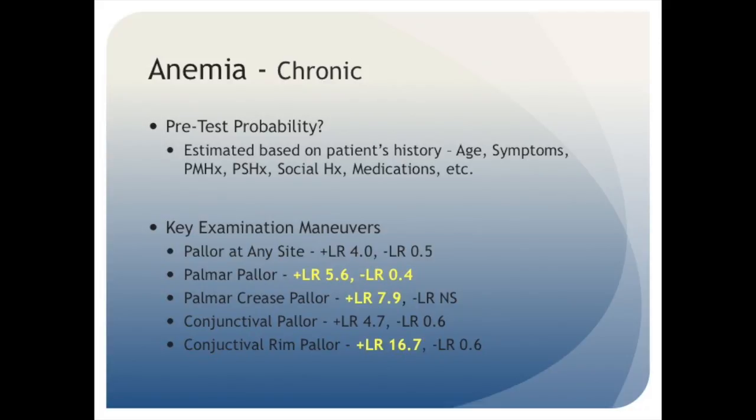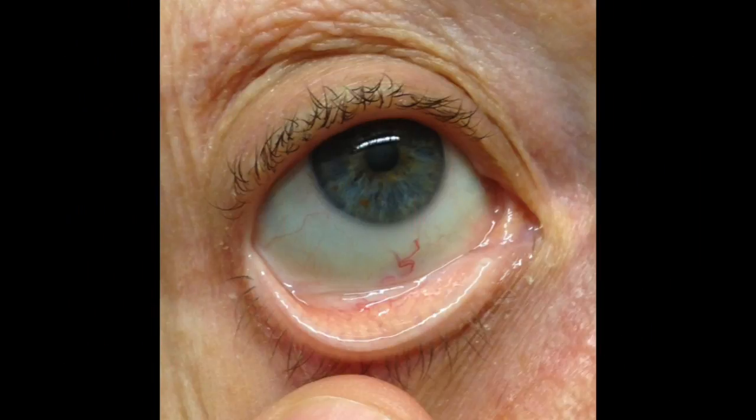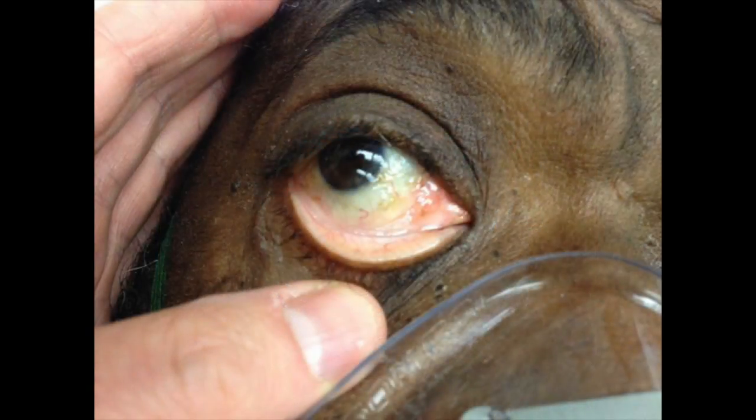The pooled data from these studies came up with a positive likelihood ratio of 16.7 for conjunctival rim pallor for detecting anemia. See here, the conjunctival rim is filled with blood vessels and usually is much more red than the palpebral conjunctiva, which is the part that's the innermost you can see here adjacent to the eye. Well, in anemia, these two parts of the conjunctiva become the same color, both pale, as in these two photos, indicating severe anemia with a positive likelihood ratio of over 16.